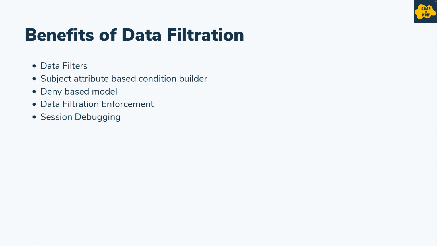Another benefit is data filtration uses a deny-based model, which means platform will deny access to the user if criteria mentioned in data filtration rule is not matched. Next benefit is data filtration enforcement. When you apply data filtration rules, then they run after database query for read operations and before ACLs are evaluated. If a record is denied for the user by data filtration, then ACLs are evaluated for that record.